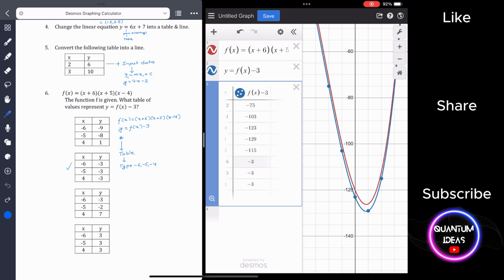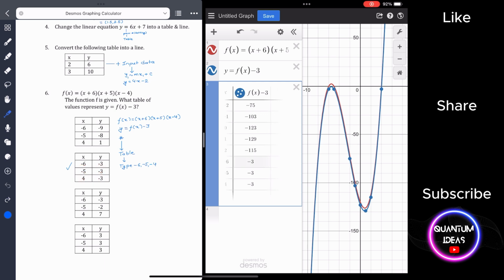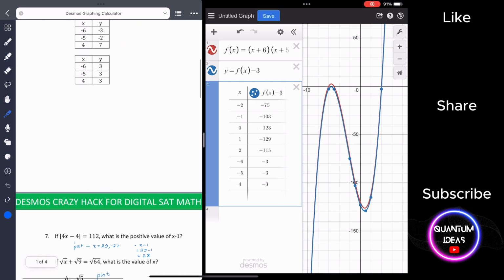So what are the values of y? Minus 3, minus 3, minus 3. So you can see here, this is satisfied, right? So minus 6 gives minus 3, minus 5 gives minus 3, 4 gives minus 3. So this second option is correct. Okay, so let's go to next, number 7.